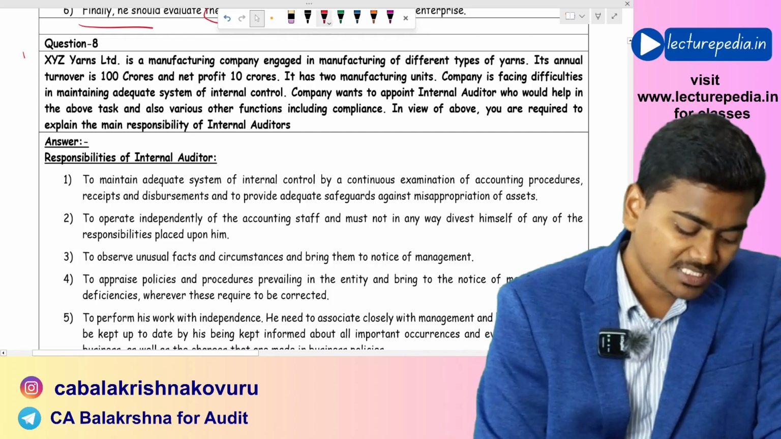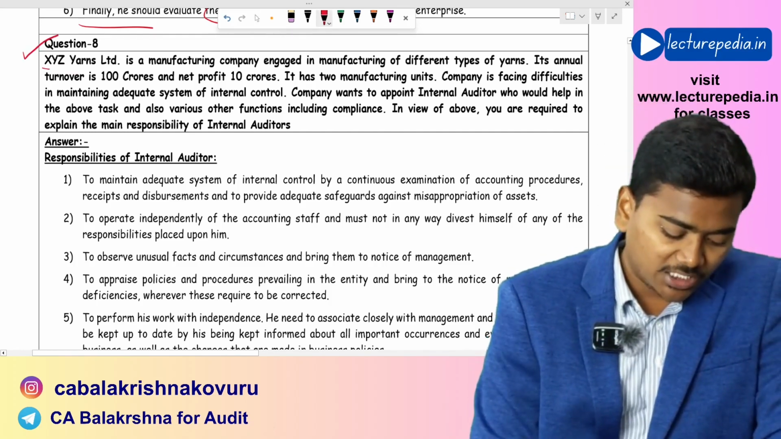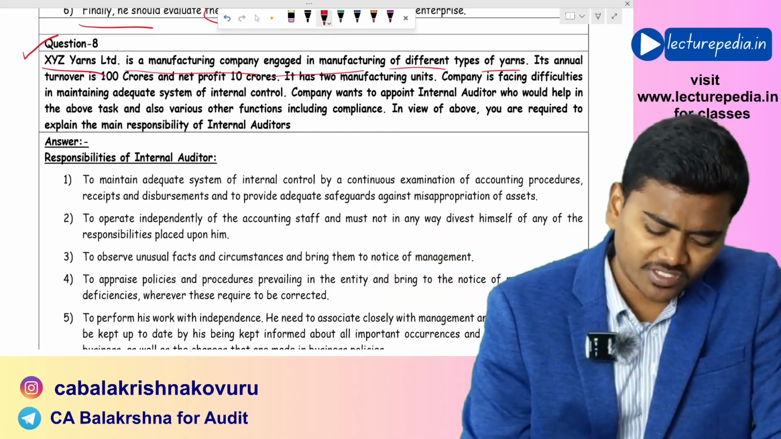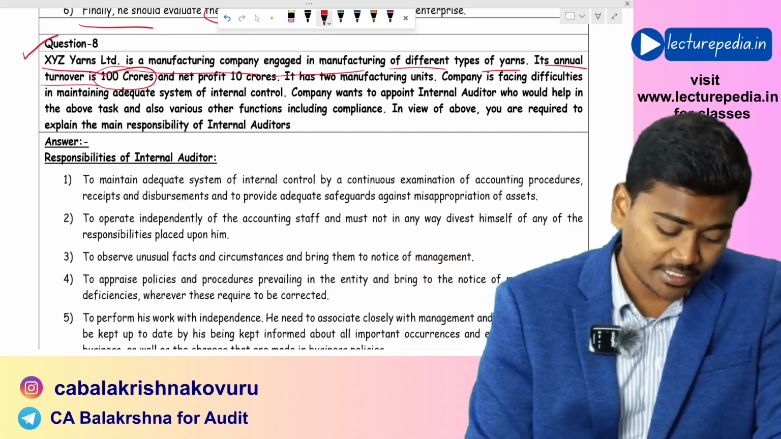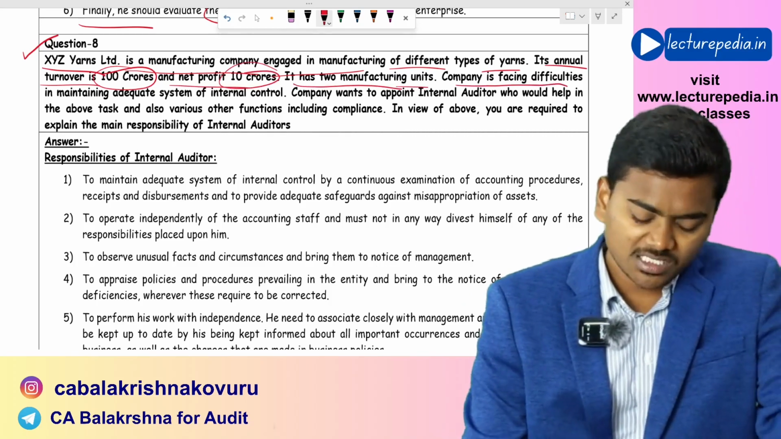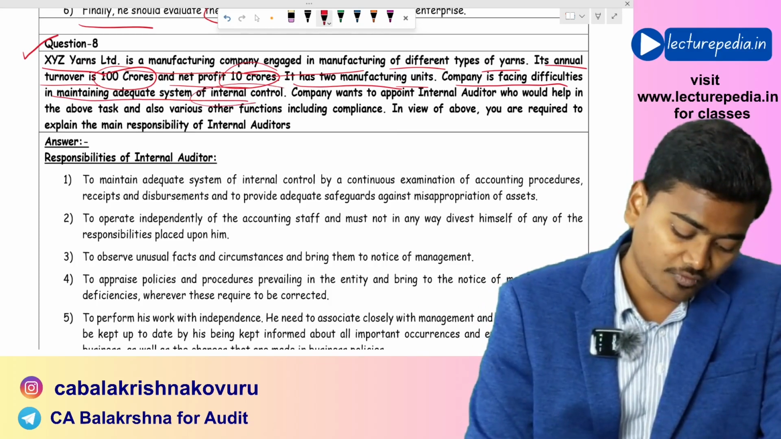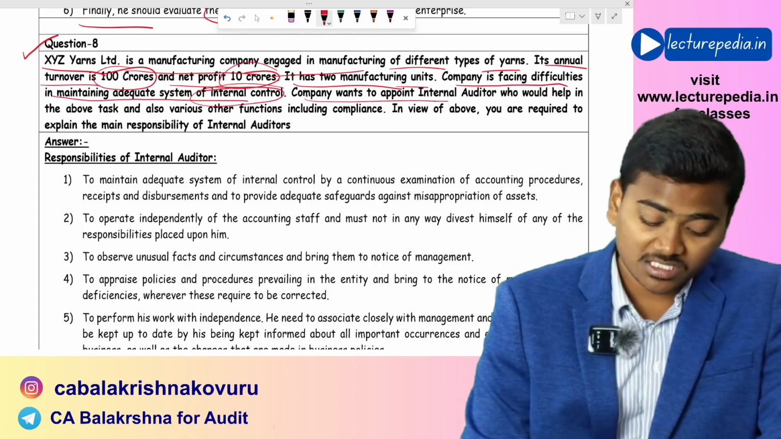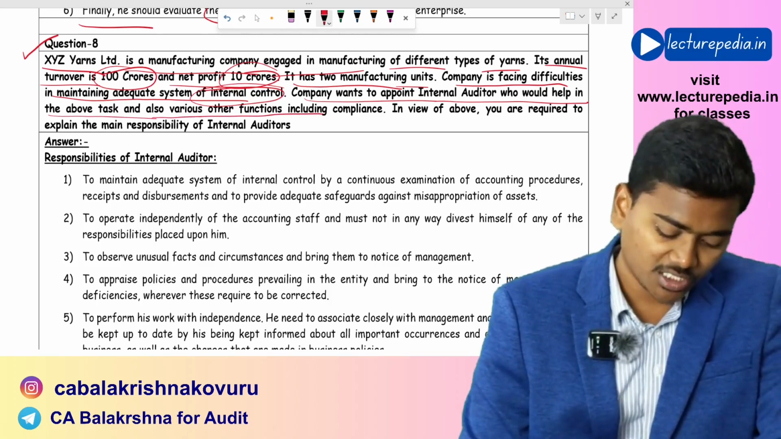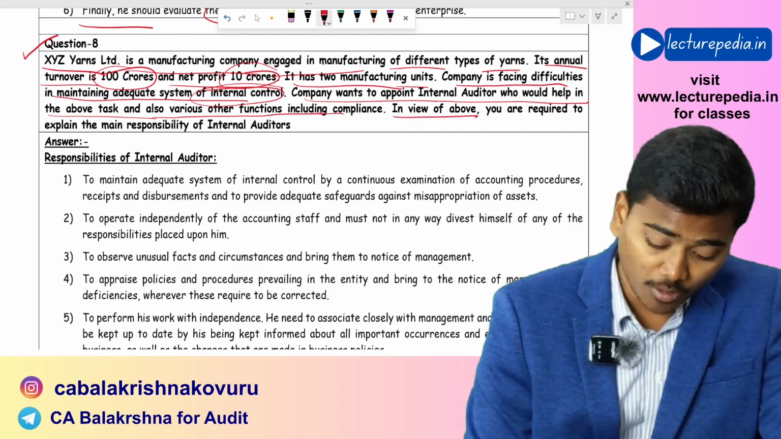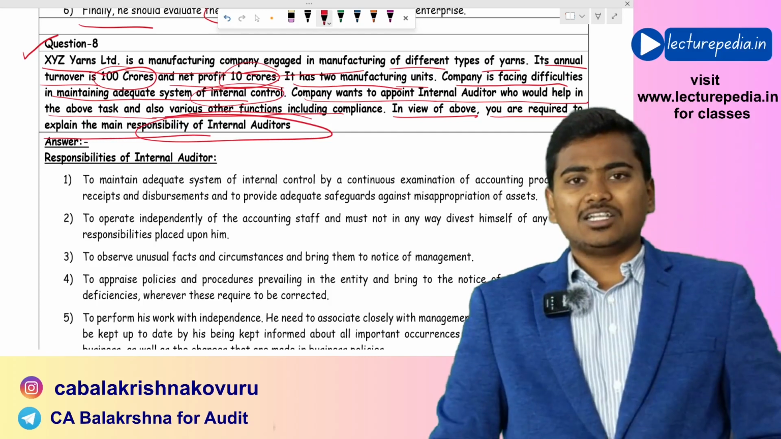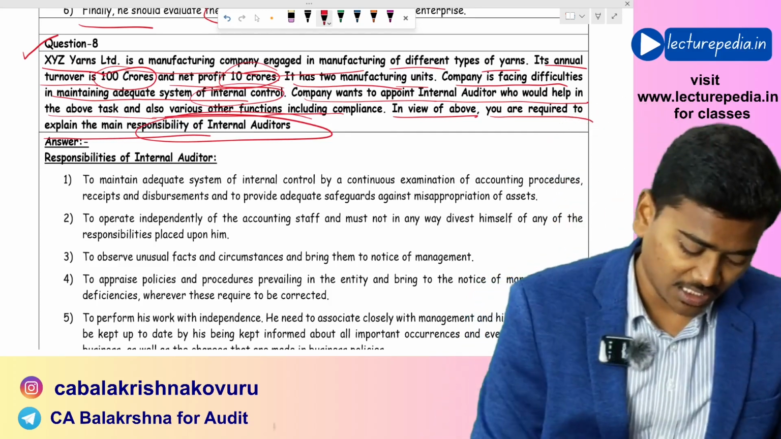Next, question number 8. XYZ Yarns Limited is a manufacturing company engaged in manufacturing of different types of yarns. Its annual turnover is 100 crores and net profit is 10 crores. It has two manufacturing units. The company is facing difficulties in maintaining an adequate system of internal control. The company wants to appoint an internal auditor who would help in the above task and also various other functions including compliance. In view of the above, you are required to explain the main responsibility of the internal auditors. What is the main responsibility of the internal auditors?